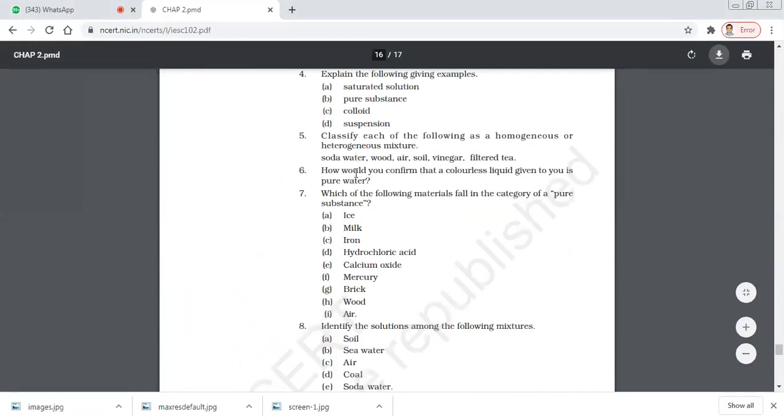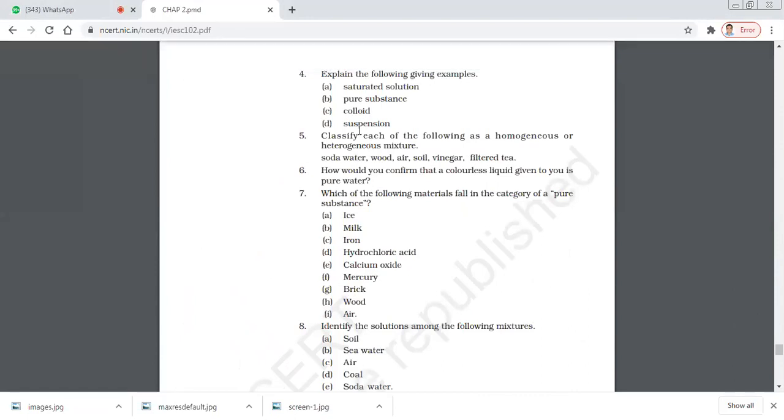Question number 7: Which of the following material falls in the category of pure substance?